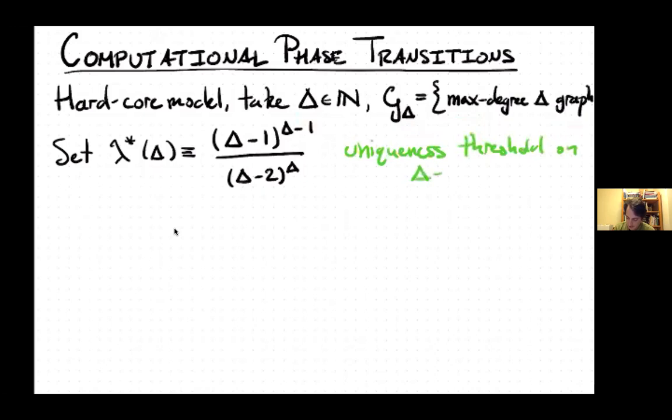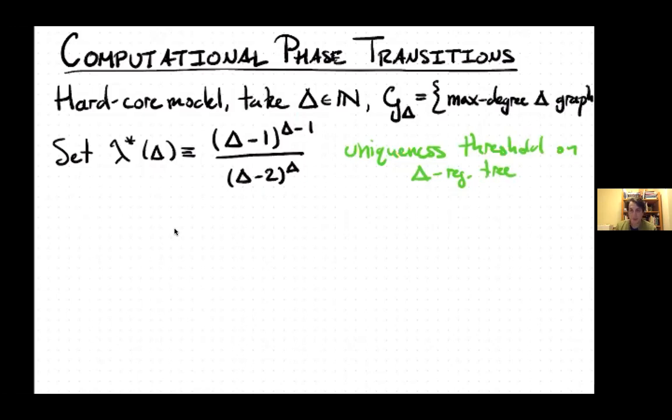On the delta regular tree. So this is the point at which, if you look at the hardcore model on the delta regular tree, you go from having a unique Gibbs measure to having multiple Gibbs measures. Or if you like, from having decaying correlations to strong correlations, rapidly decaying to strong correlations.